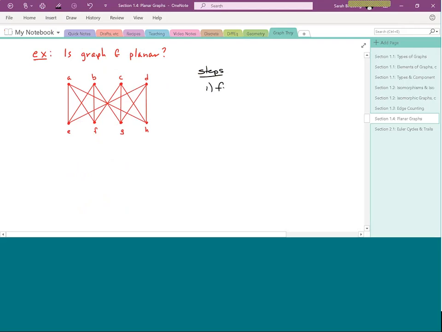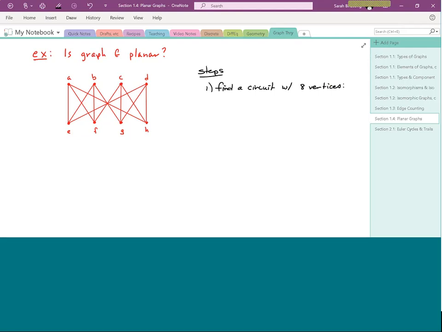Step 1 is we want to find a circuit. And because we have how many vertices? We have 8 vertices. We need a circuit with 8 vertices. So it should be length 8. So let's see if we can't find one. And I'll go ahead and actually highlight the one found.